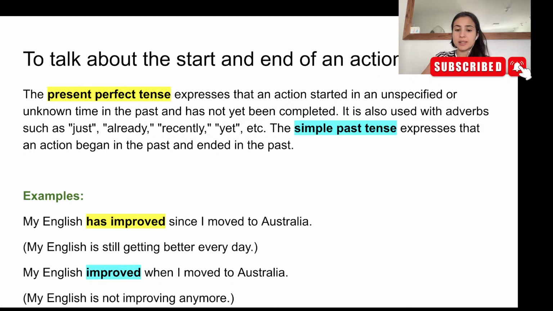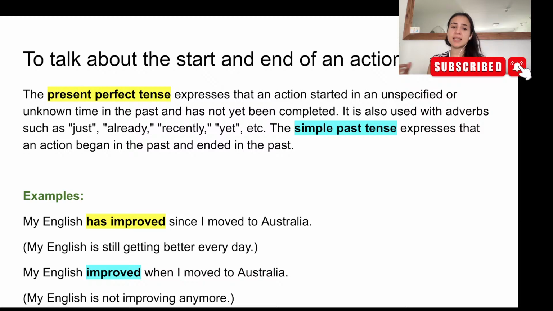Okay? Now, the simple past tense expresses that an action began in the past and ended in the past. Okay? So, let's have a look at that again. The present perfect tense expresses an action that started at an unspecified time. There's no specific time it started and it hasn't been completed. Okay, so if we're talking about an action that hasn't been completed, we're going to use the present perfect tense. If we're talking about an action that started in the past and ended in the past, we're going to use the simple past tense. Let's look at some example sentences.